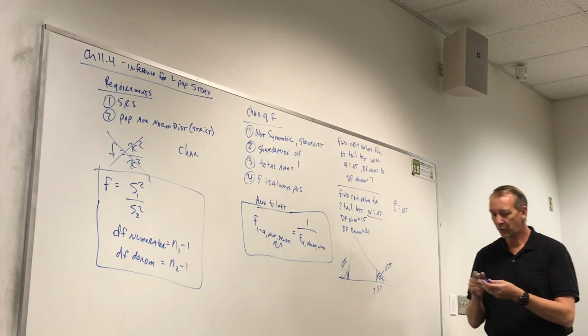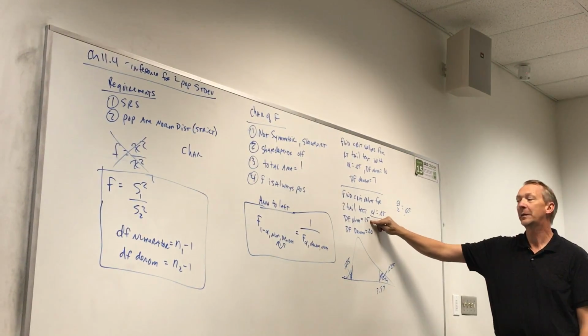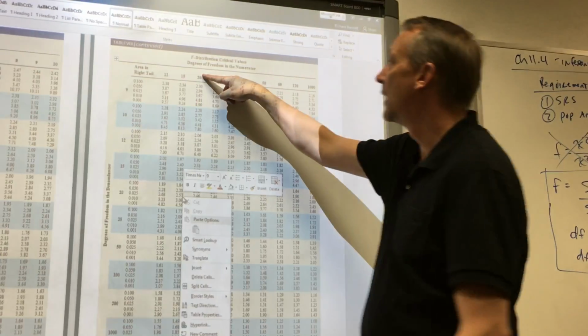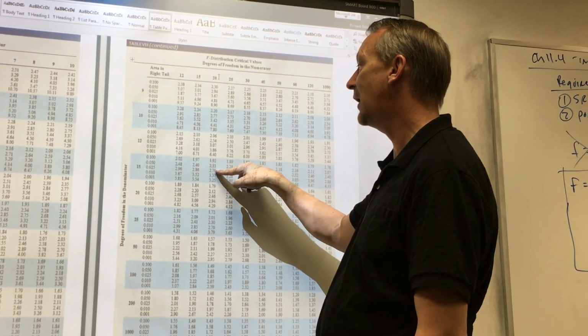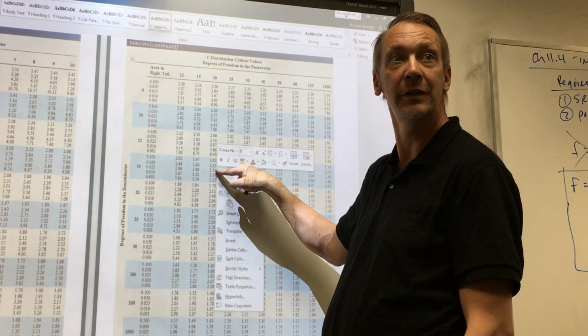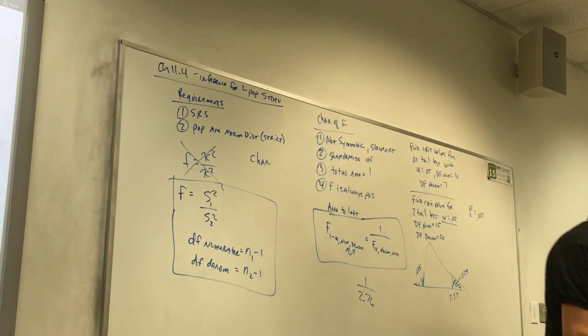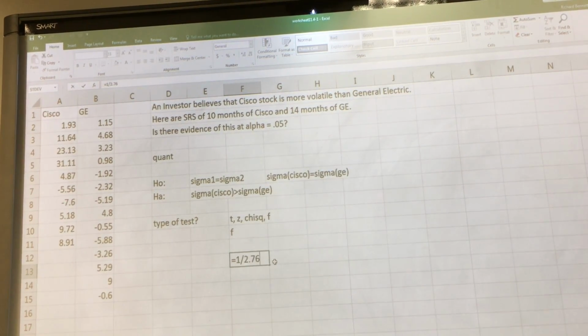So what I'm going to do is flip these around. Now I want my numerator to be 20 and I want my denominator to be 15. So my numerator is now 20. My denominator is 15. I'm still at 0.025. That gives me the value of 2.76. You see that? Now what I do is I take 1 divided by 2.76. So in this case, I get a value of 1 divided by 2.76, which equals 0.362.